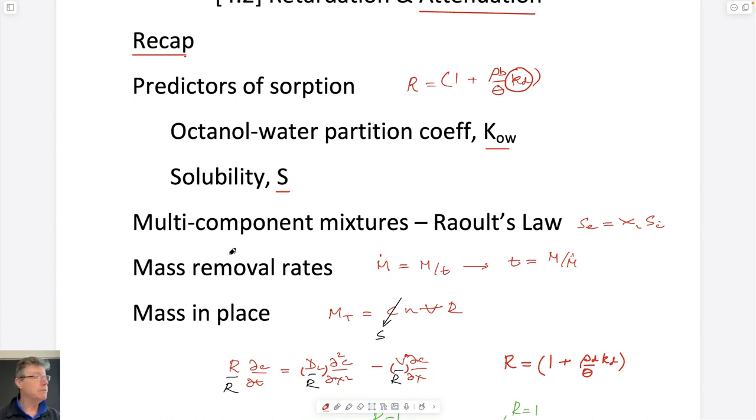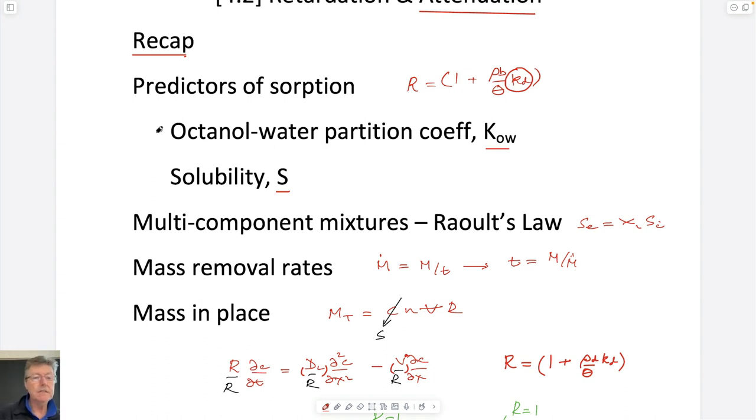We'll also look at what happens if we have a cocktail of things like you do at the Smithville site, and the effective solubility is reduced because the compounds are all fighting for space within the water molecules to be held in solution. So we have to talk about Raoult's law to do that. If we know some geometries for mass removal rates, you've already done one assignment where you looked at how long it takes for the stuff to dissolve out of a laboratory core. We can use those same kind of principles in the field. And we can also calculate what mass in place is in a bit more of a sophisticated way than you've done already, that also involves this effect of retardation. So that's what it is.